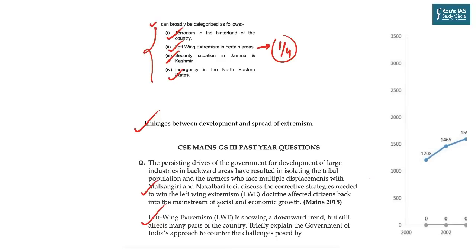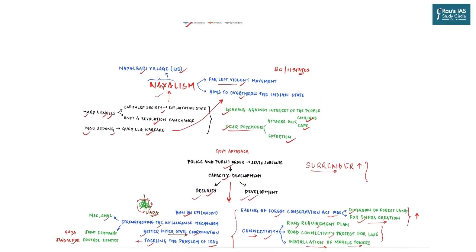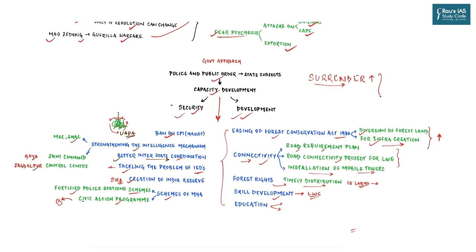So you can see that not just as a part of the syllabus, but also as a part of previous year questions, this topic is very important. We are going to start our discussion by first understanding the ideology of Naxalism. Then we are going to deal with the challenges, or the lacunas, because of which this ideology has taken root in large areas of our country. And then finally we are going to understand the government's approach to tackle the problem of Naxalism in our country. Let us now begin the discussion.